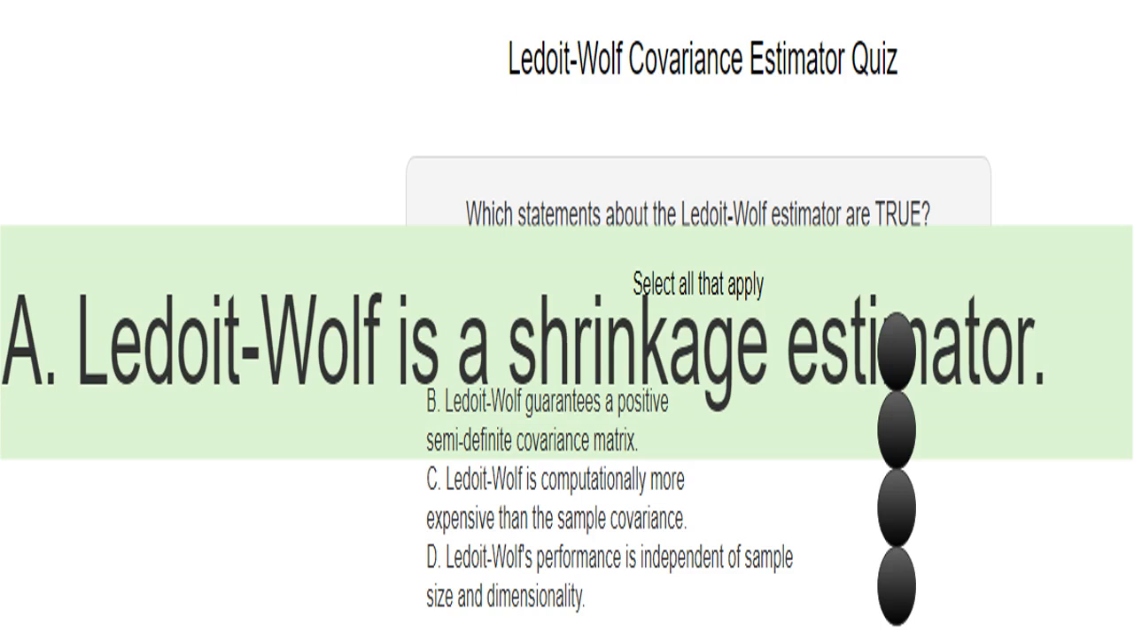The statement is true. The LedoitWolf method is a type of shrinkage estimator. What this means is that instead of directly calculating the covariance from the data, it combines the sample covariance with a more stable target matrix. Think of it like averaging your initial estimate with something more reliable.